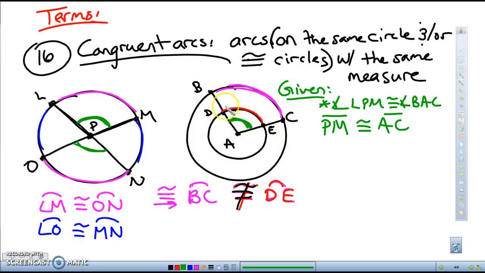Now, take a look at little circle A where we've got DE, which technically has the same measure as arc BC, but it's on a non-congruent circle. You can see that DE is not the same size as these other two pink ones. So the fact that it's on a non-congruent circle means that arc DE is not congruent to BC, LM, or ON.